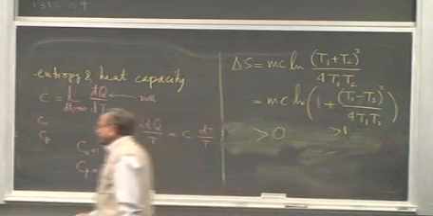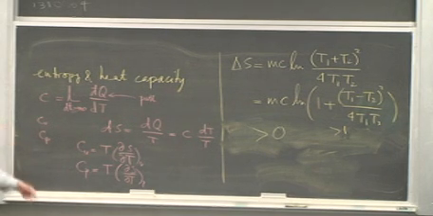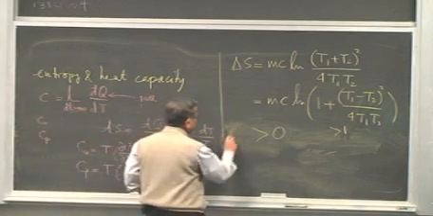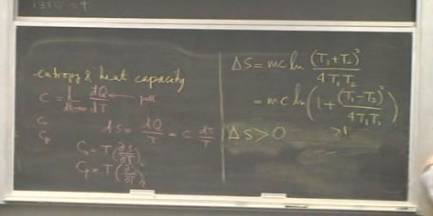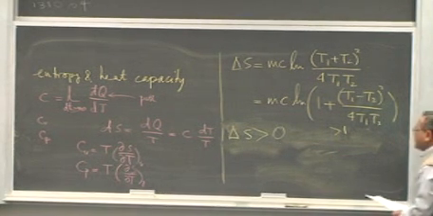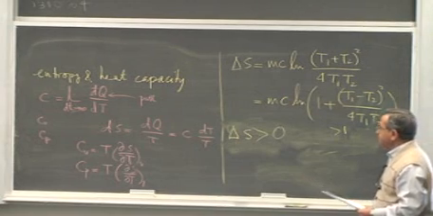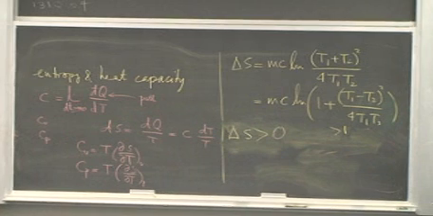Interesting thing is that delta S1 was positive, delta S2 was negative, but the total change in entropy is a positive quantity. Entropy of the total system increases. Go back to this expression over here. Go back to this situation.